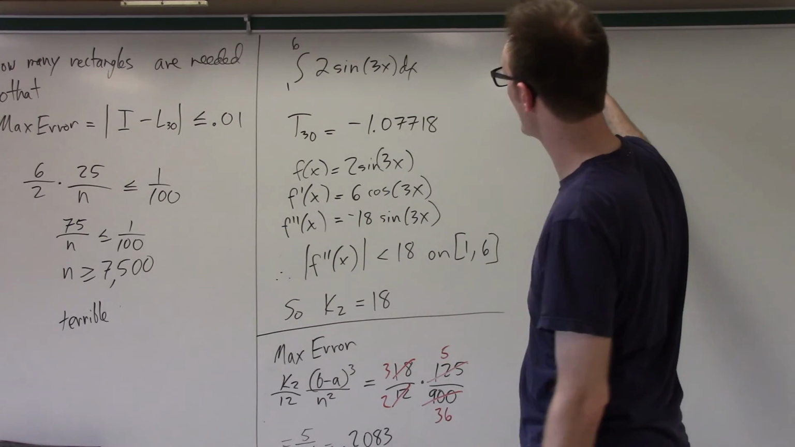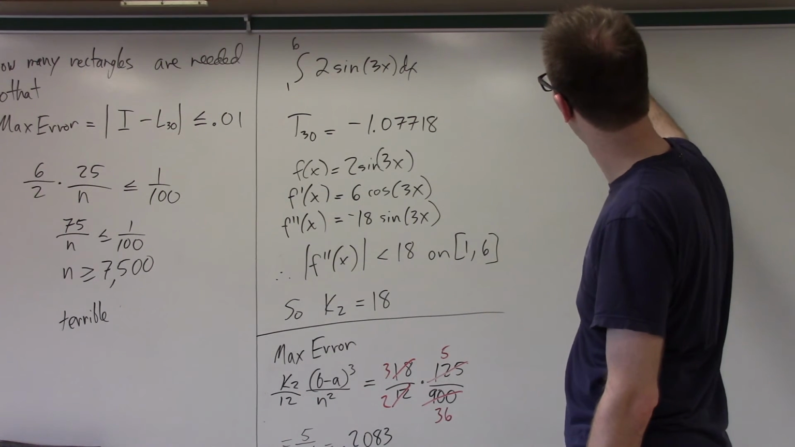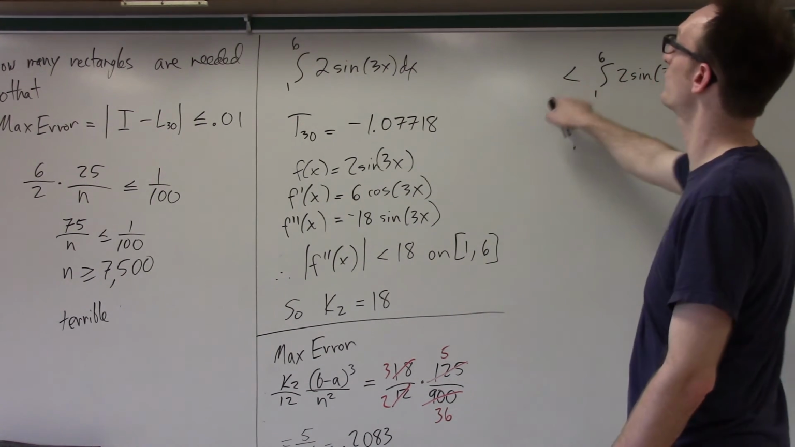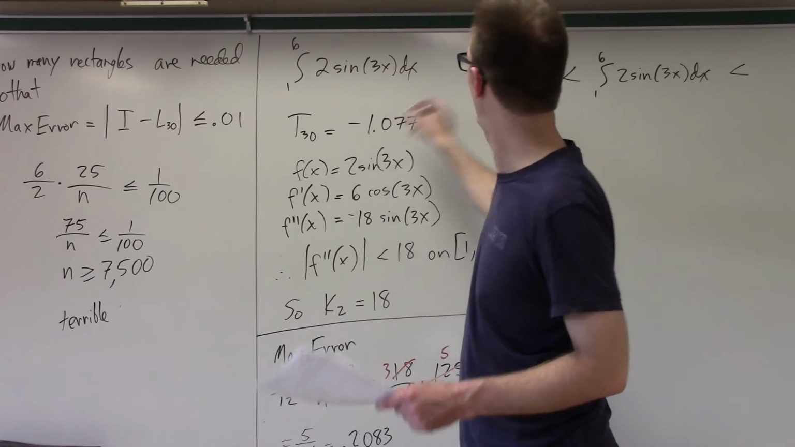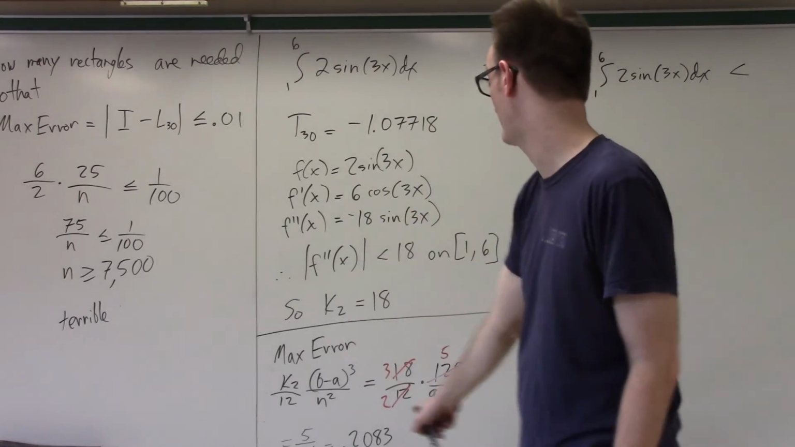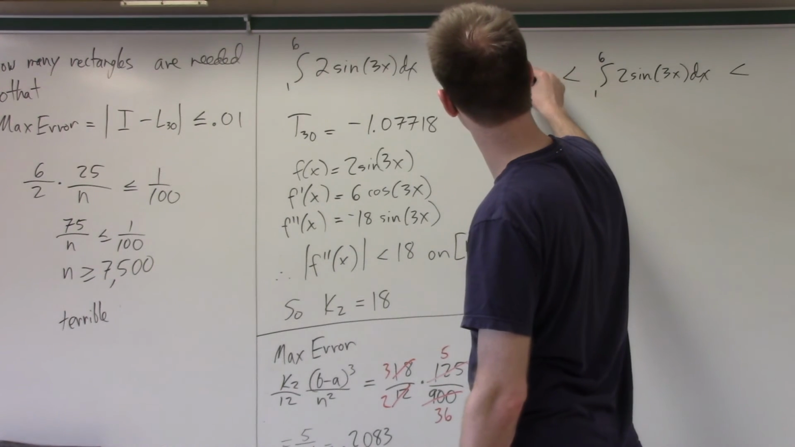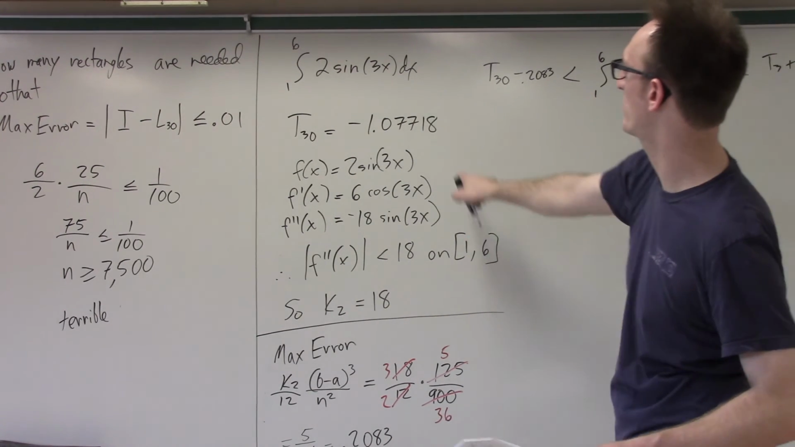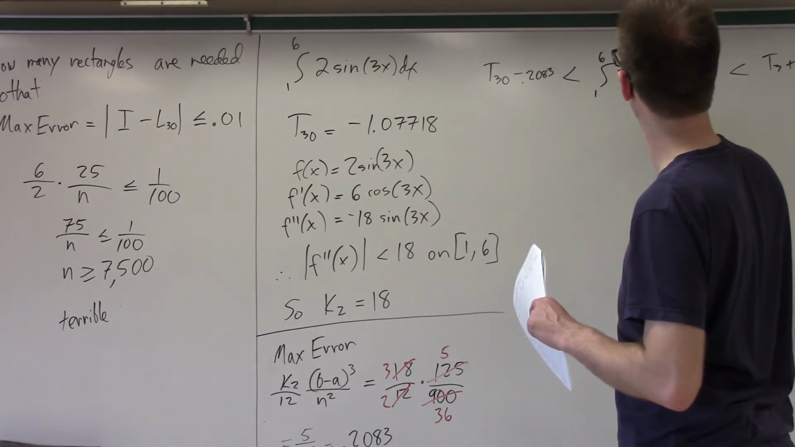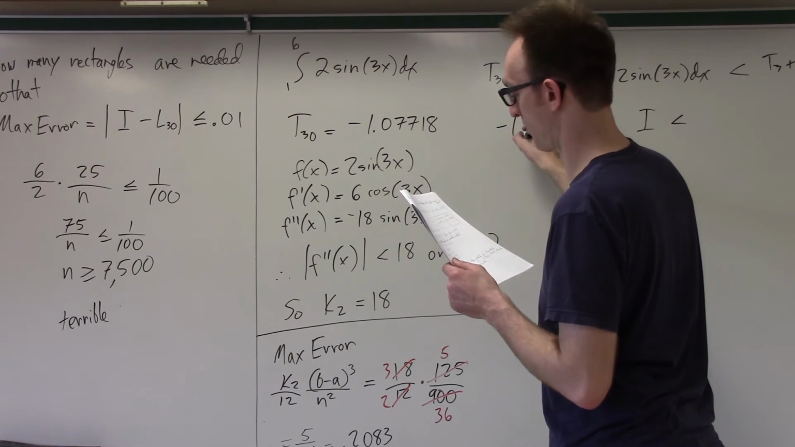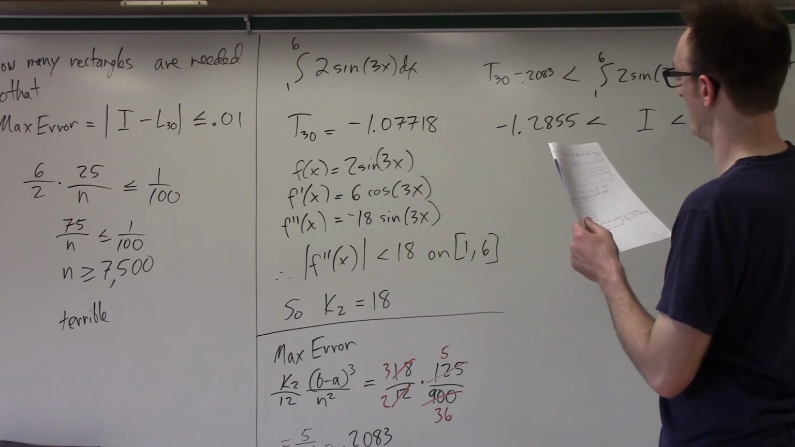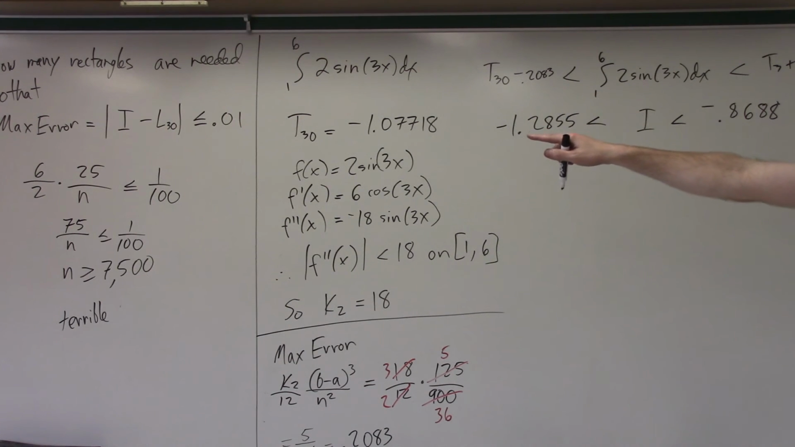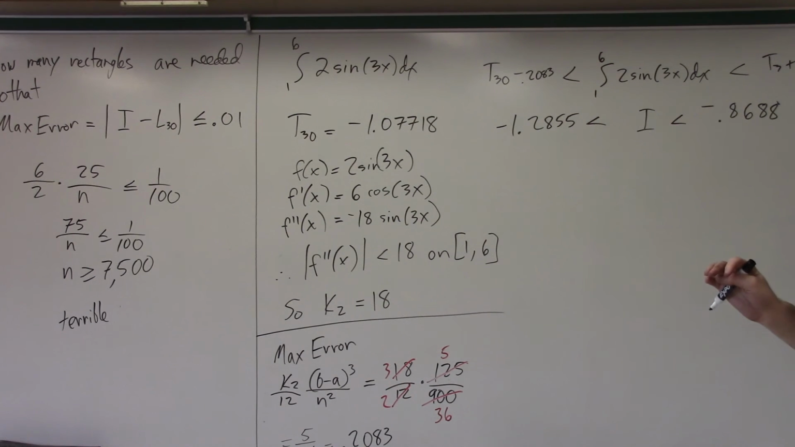Okay, well, what is the significance of that? The significance is that I can now say for sure that the true value of the integral, without having to worry about where it's concave up or concave down, is going to be T30 plus or minus 0.2083, which is pretty good. Combined with our computation here, I can say for sure that the true integral is guaranteed to be somewhere between negative 1.2855 and negative 0.8688. Now, that's still pretty terrible, but if you think back to what we did 20 minutes ago, our error was like 2.5, which is terrible, so this is much better.